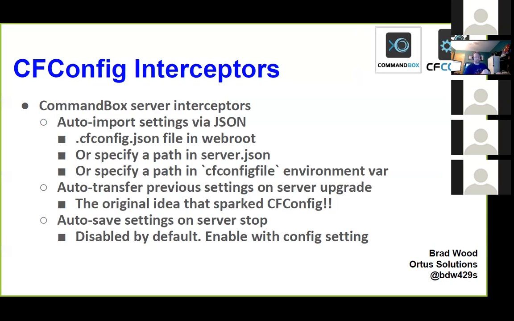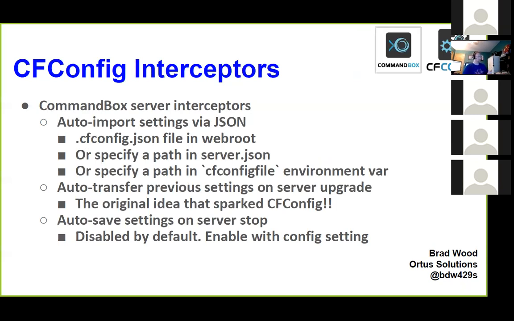So when you start a server with CommandBox, if you have a file called .cfconfig.json in the web root of that server, cfconfig will just automatically import it for you by convention. We started it with a period because a lot of web servers like Apache and things won't serve files that start with a dot by default, slightly secure, right? You can override that by specifying the path in your server.json. You can create a cfconfig file parameter in your server.json, and you can say, here's the file I want loaded, and it lives here outside of my web root, right?